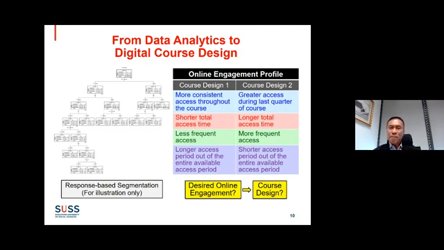In addition, if you look at the total online access time, course design 2 has an online engagement profile that's associated with, on average, longer total access time as compared to course design 1. And not only that, students in course design 1 make online access less frequently. In other words, students under the full online course for marketing make very frequent access online.